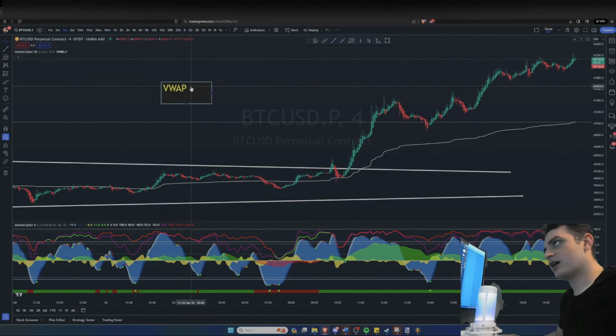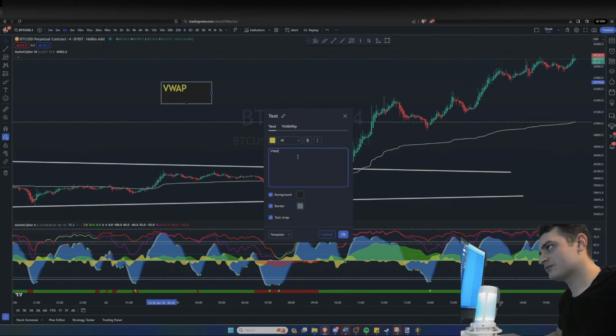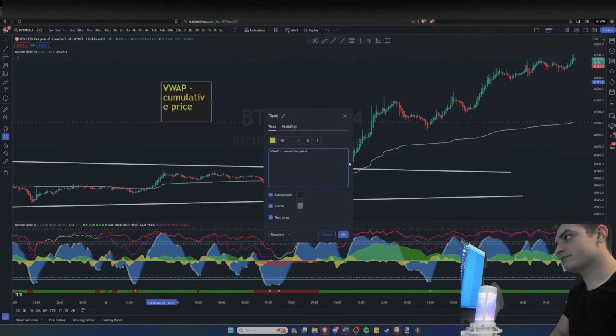So to start off, what is the VWAP? It stands for volume weighted average price. And the way it's calculated is it's the cumulative price times the total volume. And then that's all in parentheses, and you're going to divide that by the cumulative volume.